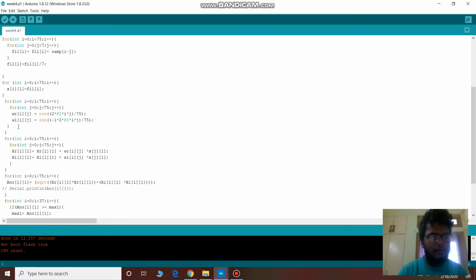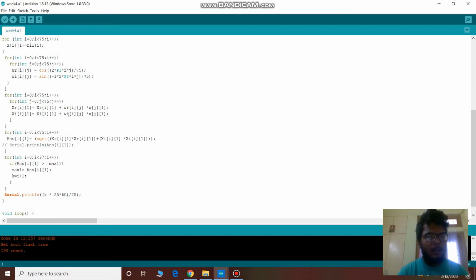Now, from i equal to 0 to i less than 75, I'm calculating the coefficients, the coefficient matrices WR and WI, real coefficients and imaginary coefficients. Then I'm calculating the output with the help of these. We already know the formula, e power minus j 2 pi by N into k into n, so using that we calculate the real matrix output and the imaginary matrix output. So now we get the output values XR and XI, that means XR plus j into XI.